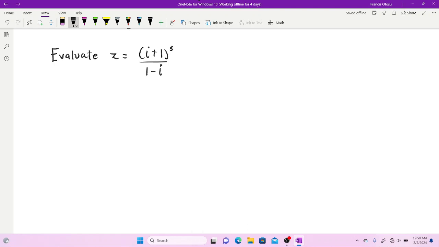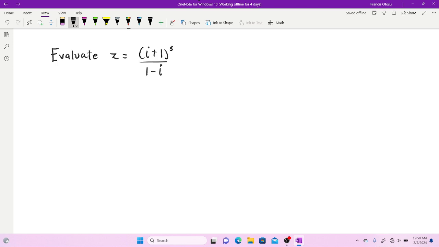So in this tutorial, we are going to simplify a complex expression. Let's get straight to what we have in this tutorial. So I have z equal to (i + 1) all to the power 3, over 1 minus i. So how do we simplify this expression?